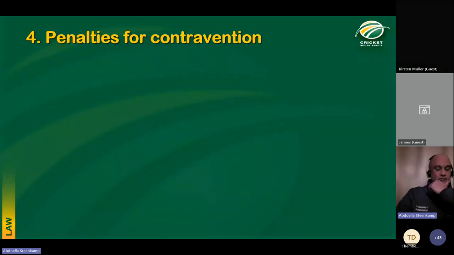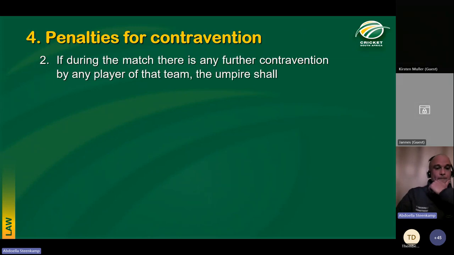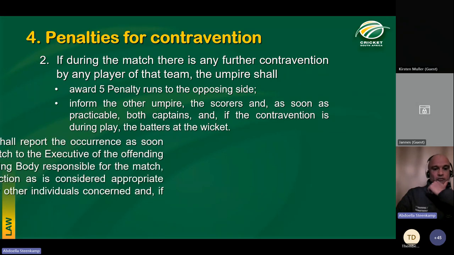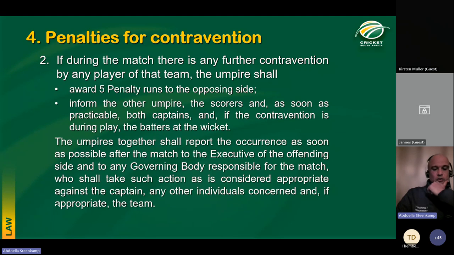So you'll start with a warning. What happens if any of the players again during this match contravenes practice? What do you then do? You've already given a warning. Now you'll award 5 penalty runs, and you'll inform everyone and report this to the governing body.